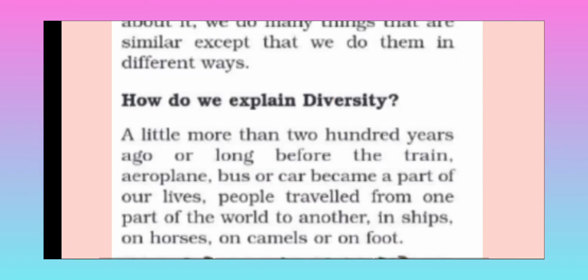A little more than 200 years ago or long before, the train, aeroplane, bus or car had not become a part of our lives. People traveled from one part of the world to another in ships, on horses, on camels or on foot. So 100 years ago, how the people's lives were at that time is explained here.